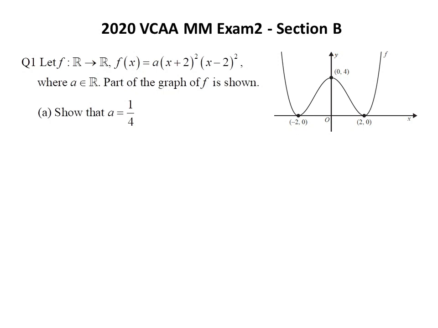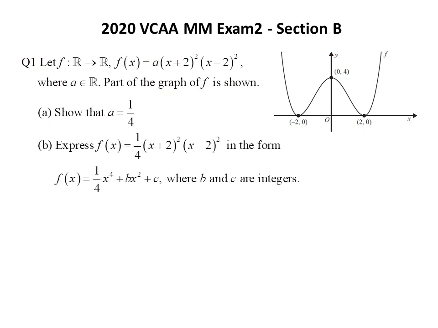Part A is to show that a equals 1 over 4. Part B is to express f of x equals 1 over 4 multiplied by (x plus 2) squared multiplied by (x minus 2) squared in the form of f of x equals x to the 4th over 4 plus bx squared plus c, where b and c are integers.